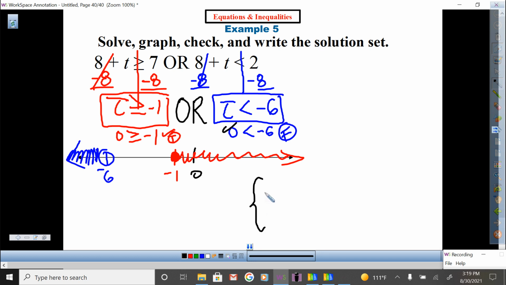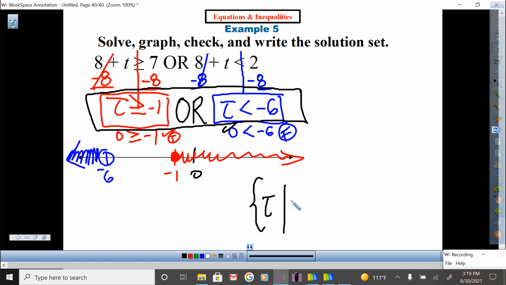We just need to worry about the solution set. What variable did we solve for? T, such that, and check this out, this is our solution that goes inside the solution set. So I write what? T greater than or equal to -1 or T less than -6.